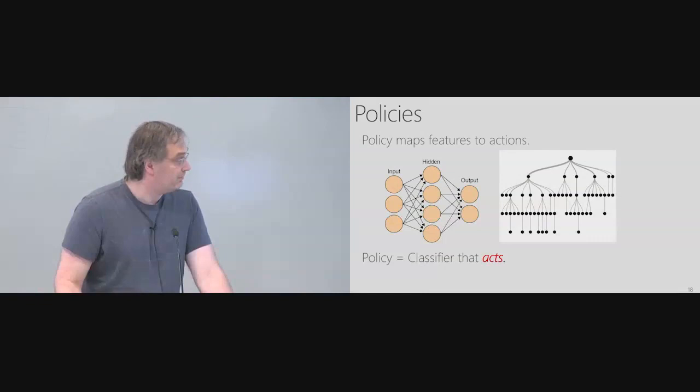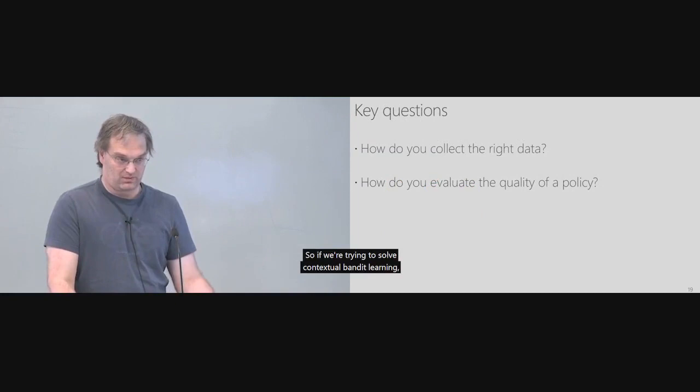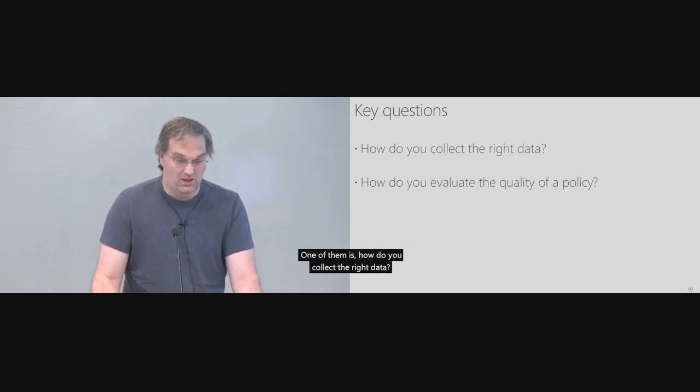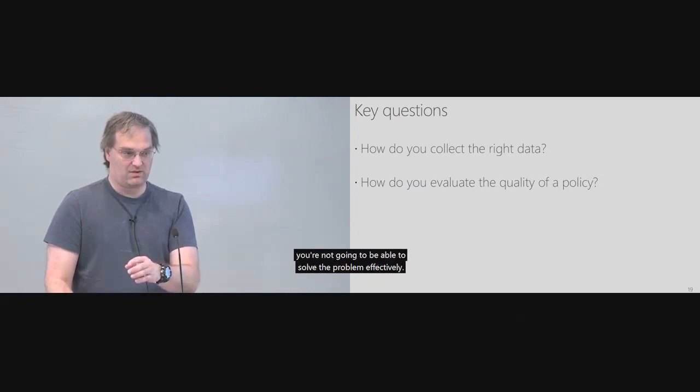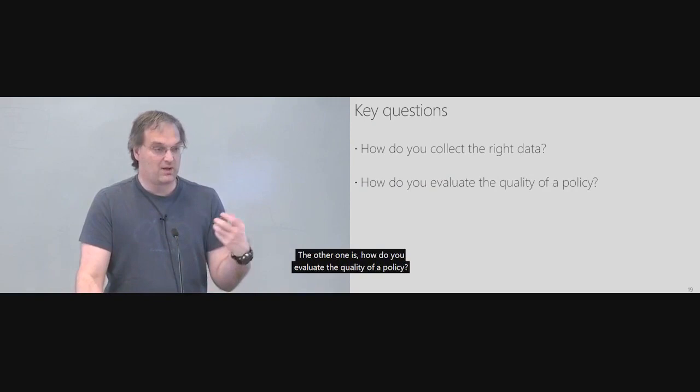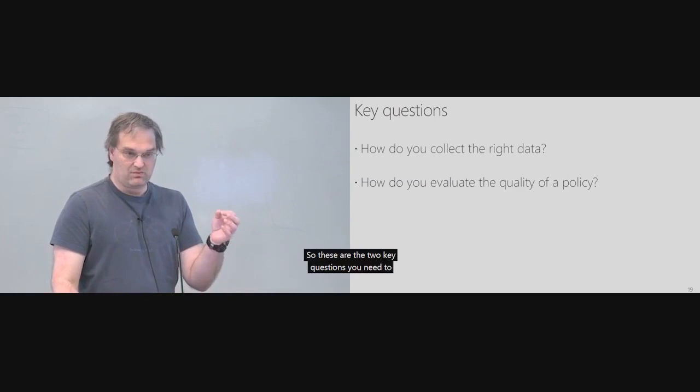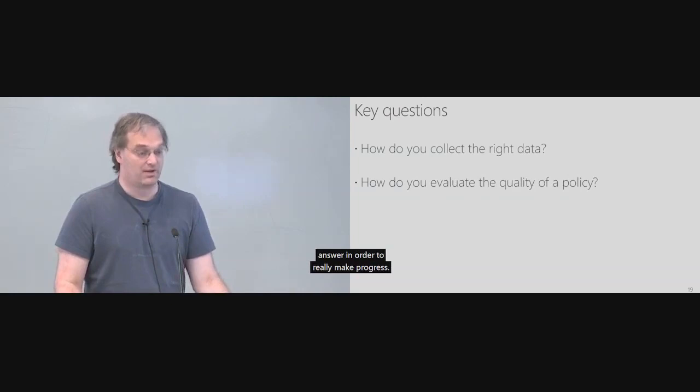All right, so if we're trying to solve contextual bandit learning, there's kind of two very key fundamental questions. One of them is, how do you collect the right data? Because if you don't collect the data for different possibilities, you're not going to be able to solve the problem effectively. The other one is, how do you evaluate the quality of a policy? How do you know when you have succeeded? So these are the two kind of key questions you need to answer in order to really make progress.